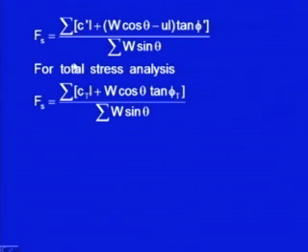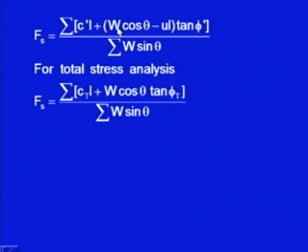And as you know, the factor of safety will be equal to total resisting moment divided by total driving moment. So, when we put it here in this equation, r being constant, you can take it out from numerator as well as from denominator. So, r will cancel and factor of safety will be given as summation of c dash L plus W cos theta minus U, L tan phi dash, upon summation of W sin theta.